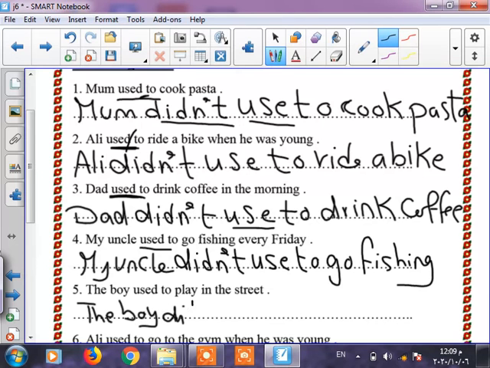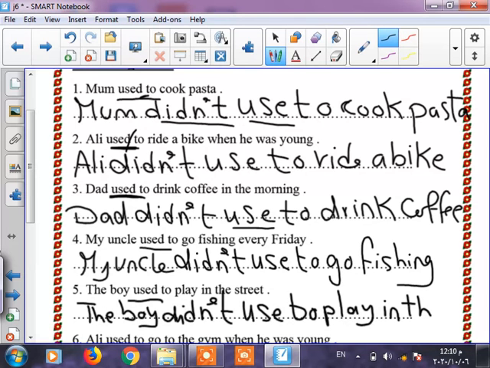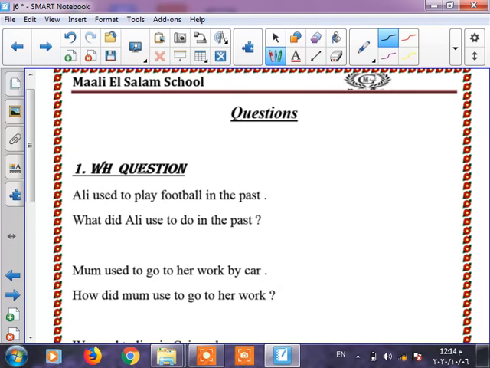Now let's know how to make questions using the word used to. Look at sentence number 1. Ali used to play football in the past. I need here to know what Ali used to do in the past. He used to do what? How can we form a question like that? Ali used to do what? Play football. So when I ask about the action, I ask with what.